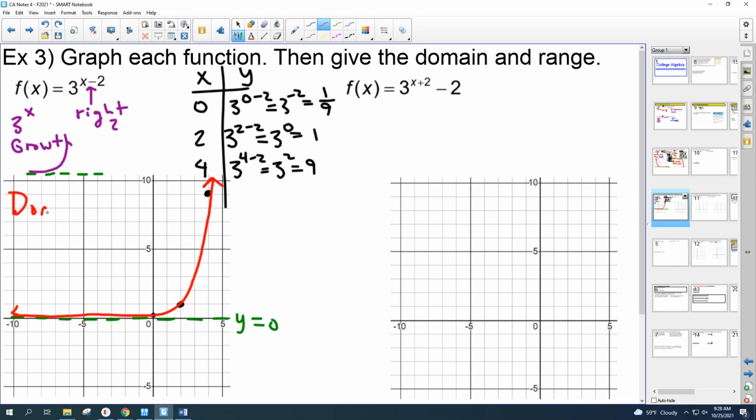Domain, everything. Range, look at your y values. Y values go from 0 up. So 0 to infinity.